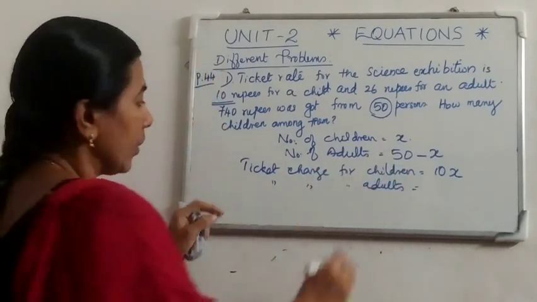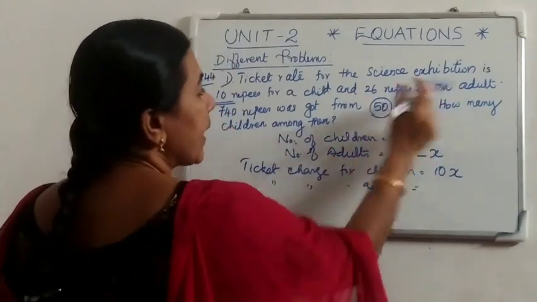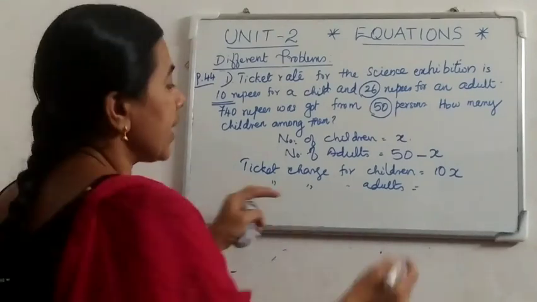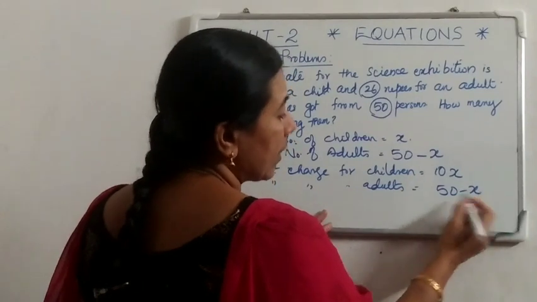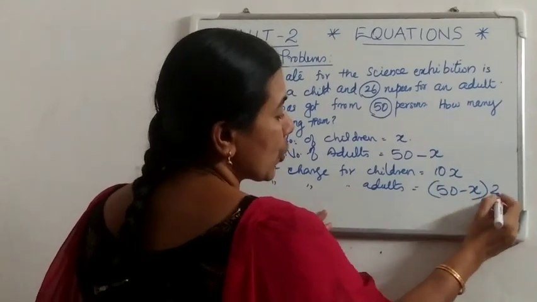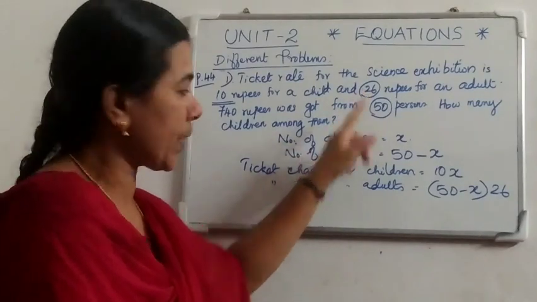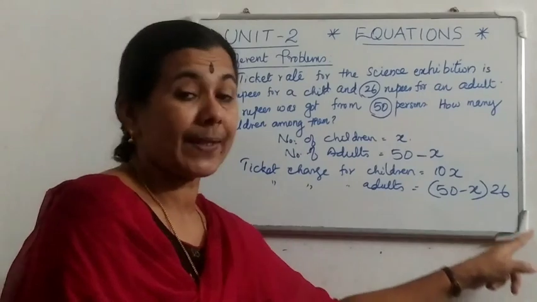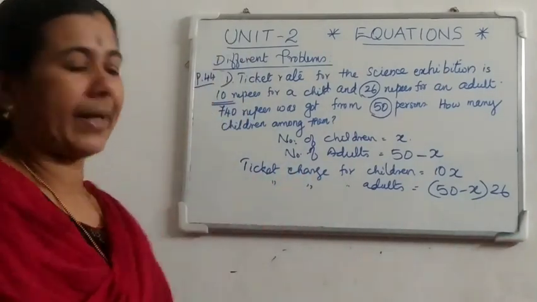How much? Number of adults is 50 minus x. For one adult, how much is the ticket rate? 26. Therefore, the number of adults is 50 minus x into 26. For one adult, 26 rupees. For 50 minus x adults, 50 minus x into 26 is the ticket rate.